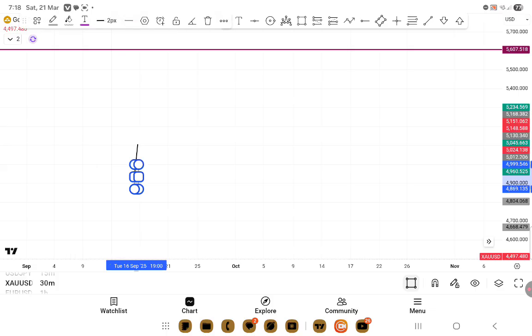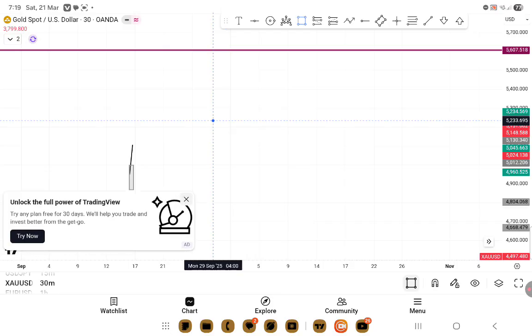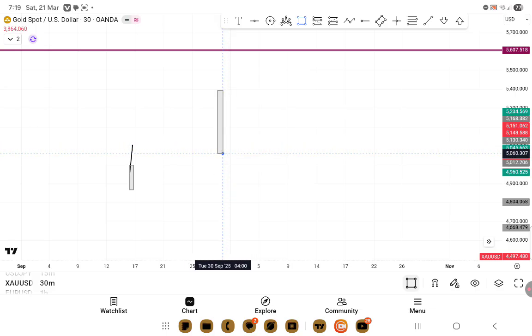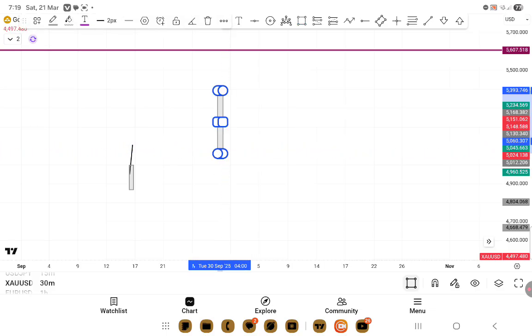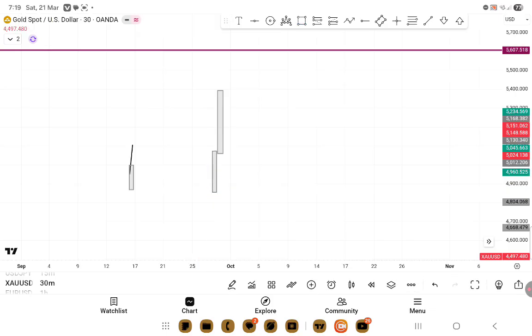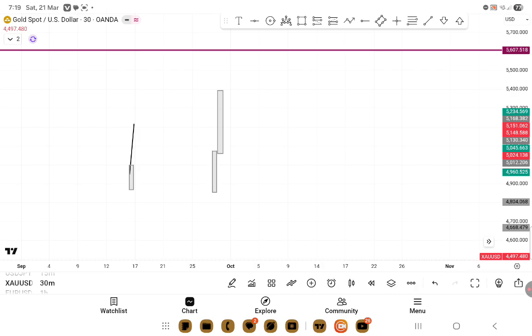This is what we call MSS, market structure shift. Then the next thing is a big candle. It might even be two or three. This is just what we're looking for. As long as it follows the trend, it works almost every time.